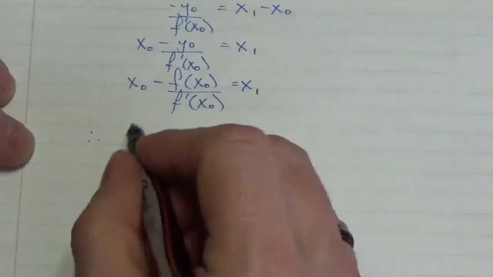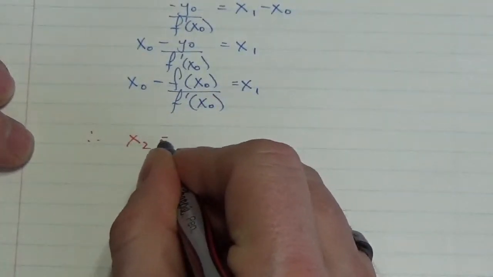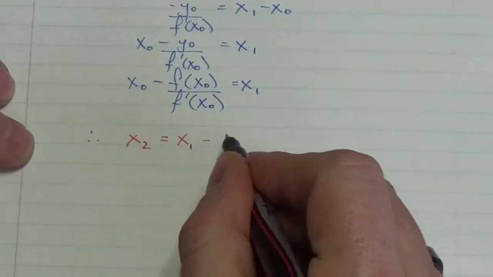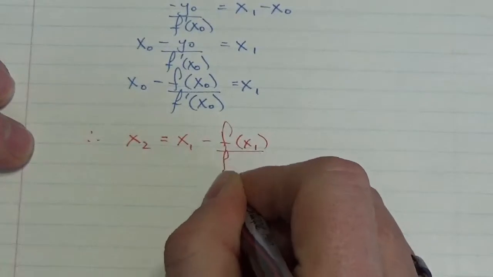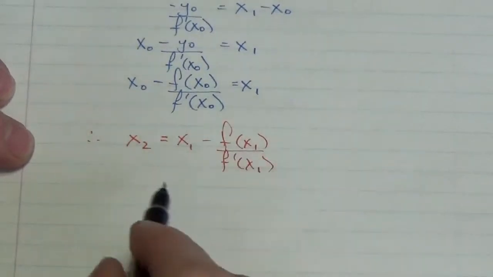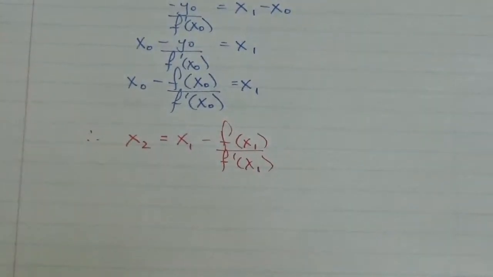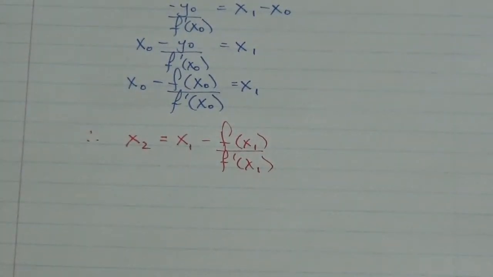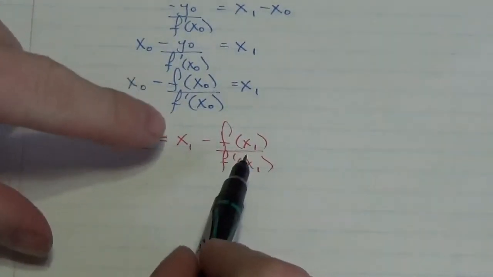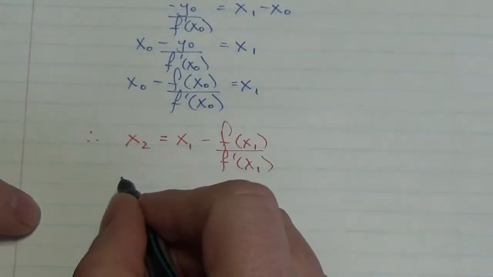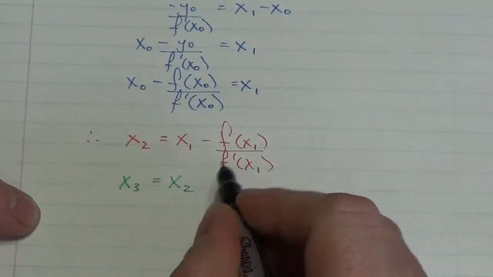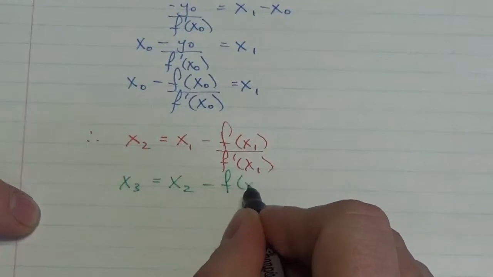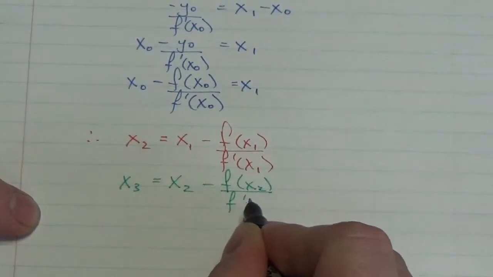So therefore, x2 is going to equal x1 minus f of x1 over f primed of x1. And that's going to create an even better approximation. Well, what if I do this again? If I do this again, using my x2 now as my newest guess, I'm going to get an even better approximation. Let's call that x3. And that'll be equal to x2 minus f of x2 all over f primed of x2.